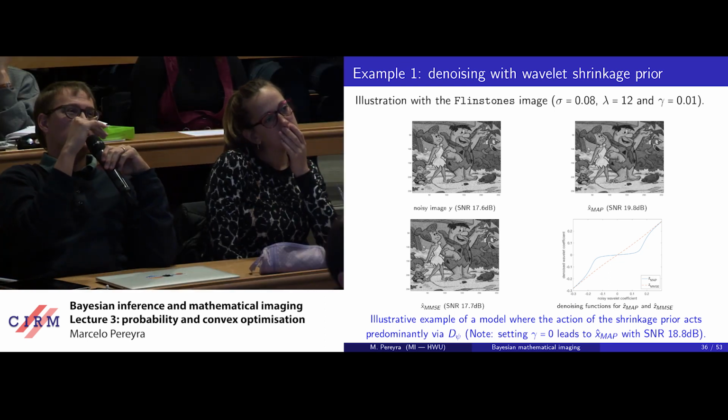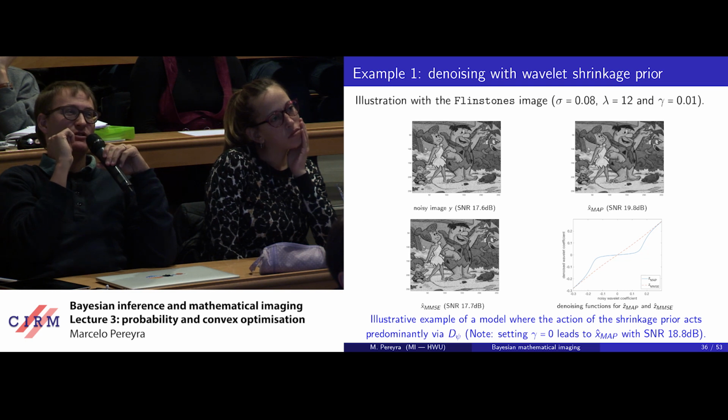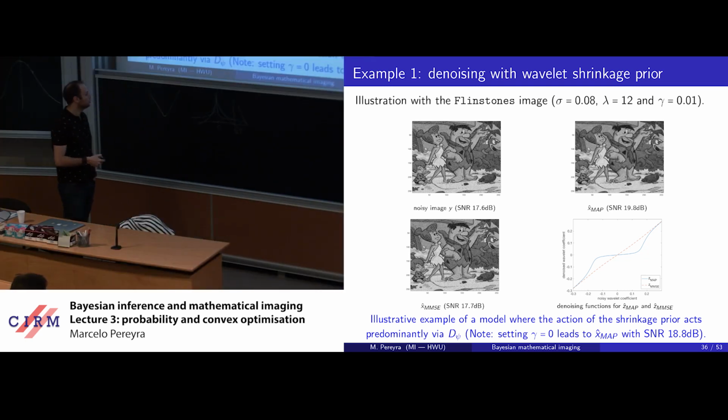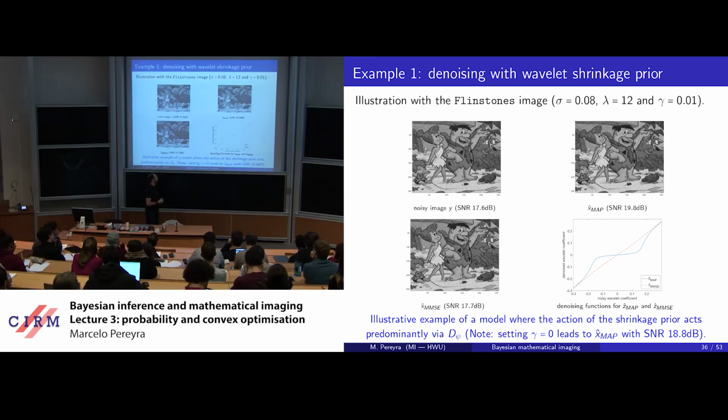So the fact that you see something that doesn't look perfectly like a soft thresholding is due to the gamma? Exactly. And by the way, if you use gamma equal to 0 to really promote the L1 norm, your results would significantly deteriorate. Instead of 19.8 dB, you would go down to 18.8 dB, which is better than this, but halfway there.